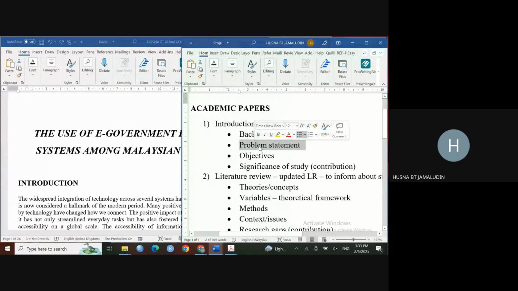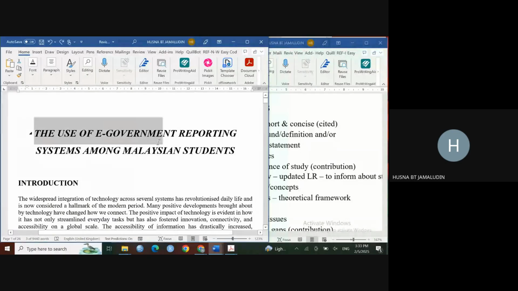You know how to come up with the problem. Okay, given this example, the use of e-government reporting system among Malaysian students. So e-government reporting system is just like a proper online system. If let's say you have a problem, you have any issues, you have a flood, you have an accident, you have a proper website to report what happened to you so that there is some help coming from the authority to assist you. Okay, this is a reporting system from the government.